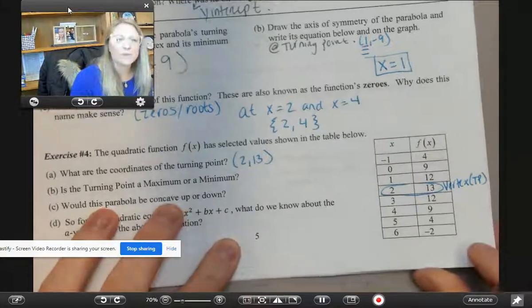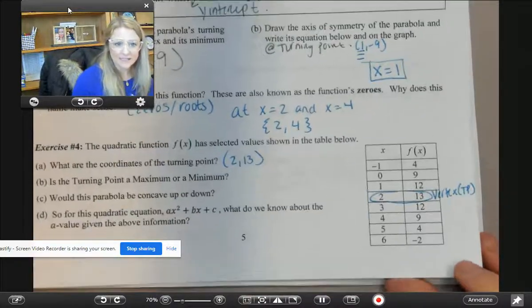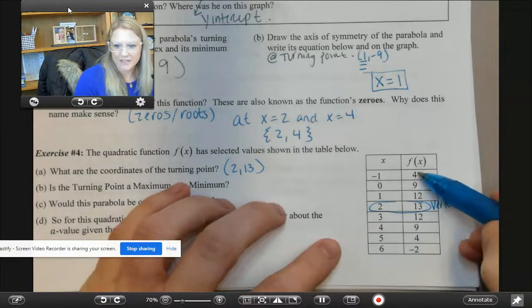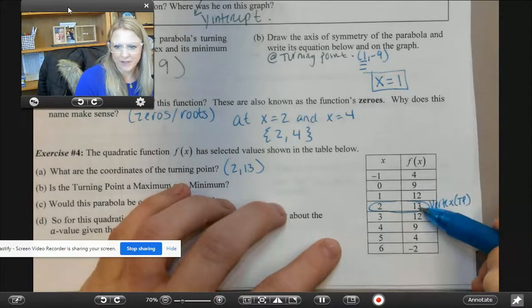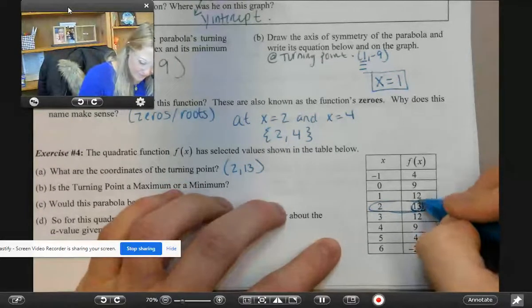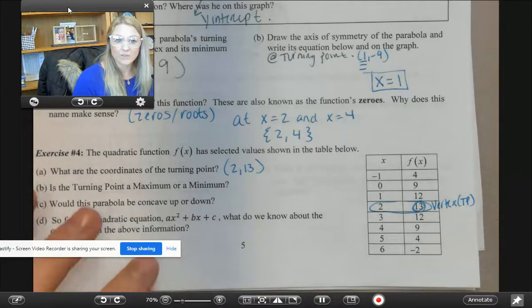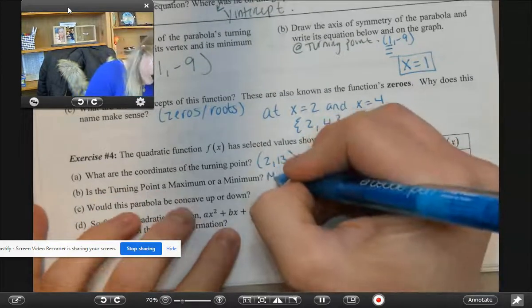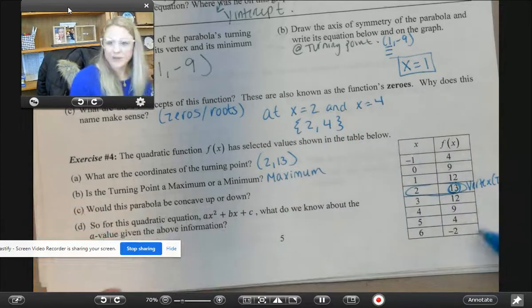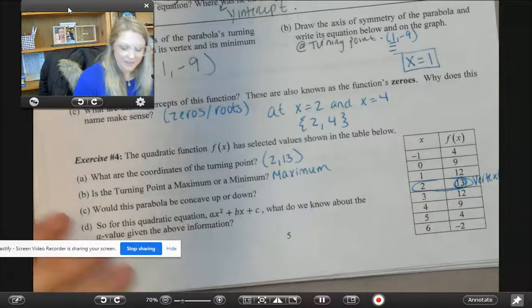Is the turning point a maximum or a minimum? Well, that'll be easy to tell. A maximum means it's going to be the biggest number on that table. A minimum means it'll be the smallest number. See how the numbers are getting bigger, bigger, bigger, and then smaller, smaller, smaller? So this is the biggest that number ever gets, right? It's the biggest, so that would be a maximum, because all the other numbers around it are getting smaller, okay?